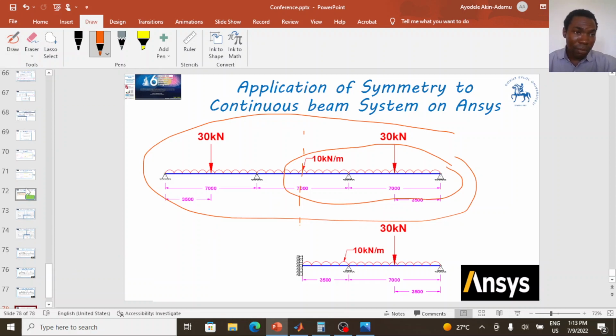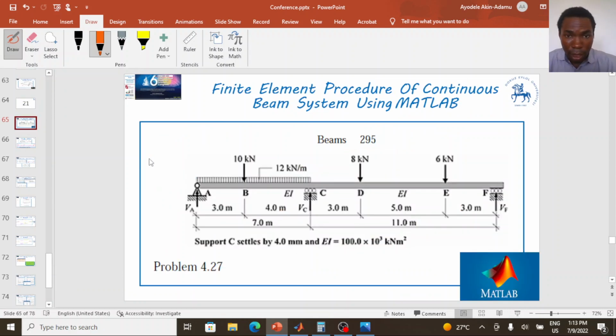So let me go back to my first slide for the beam system. In this video, I'm going to use MATLAB to solve this problem. We're going to solve this problem using the finite element procedure by applying the MATLAB program. What we have on the screen is a two-span continuous beam with different types of loading on the spans. We have a uniformly distributed load of 12 kilonewton per meter. We have a 10 kilonewton load. We have an 8 kilonewton load. We have a 6 kilonewton load. We have a two-span beam. The first span is from node A to node C. The second span is from node C to node F.